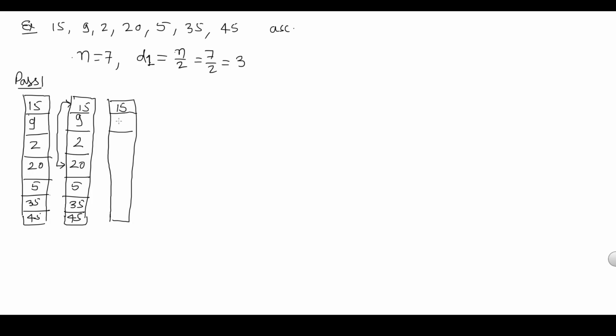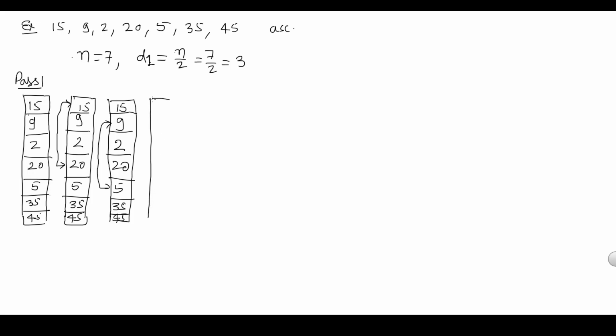So this is 15, 9, then 2, 20, 5, 35 and 45. Now next we will compare 9 with 5. This is 3 distance away: 1, 2, 3. So 9 is greater than 5, the condition is true, so we will swap these values.